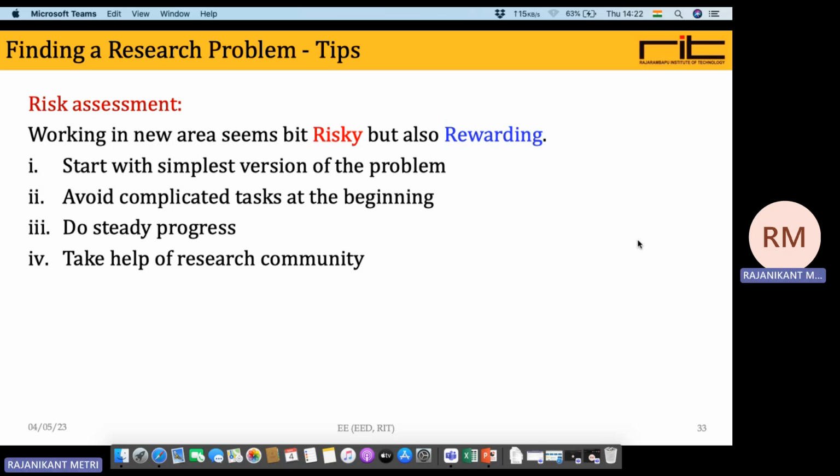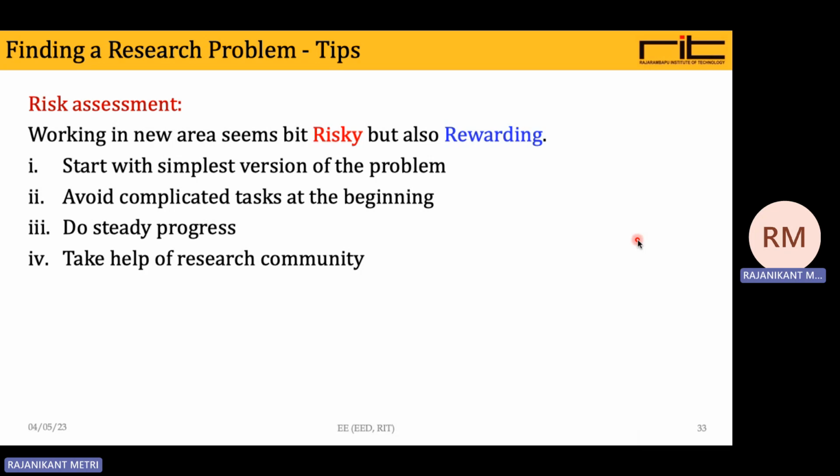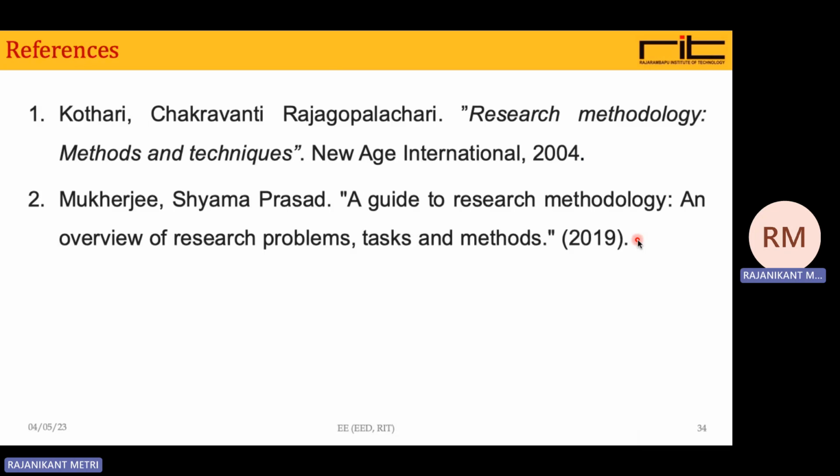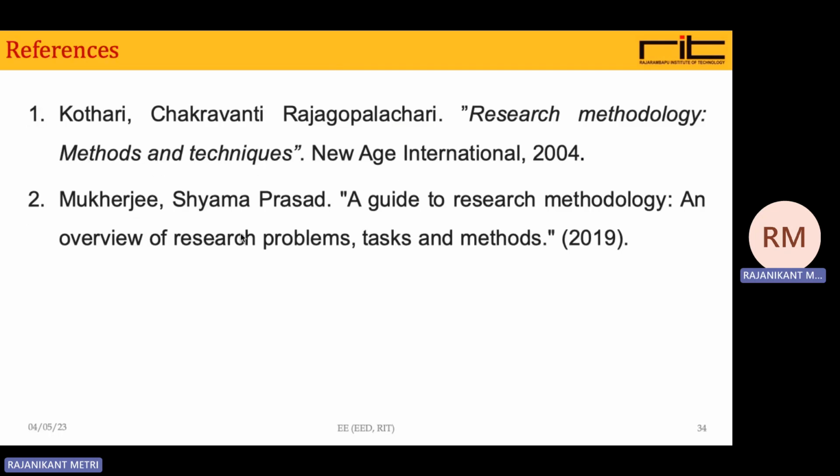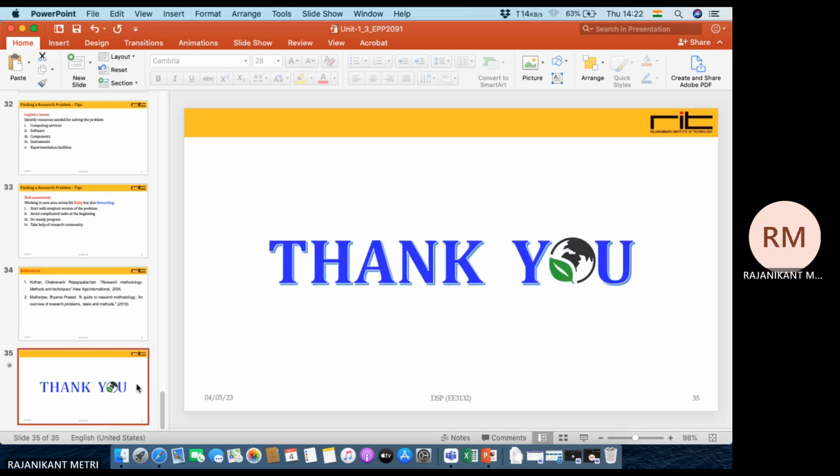So these are some of the points of finding out the research problem. Here we discussed logistic issues, risk management, then strategies for finding out a good research problem and what are the tools, websites we have seen. These are the references of this first chapter. Thank you.